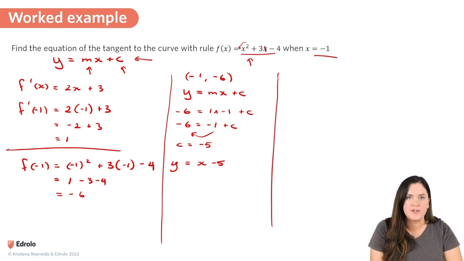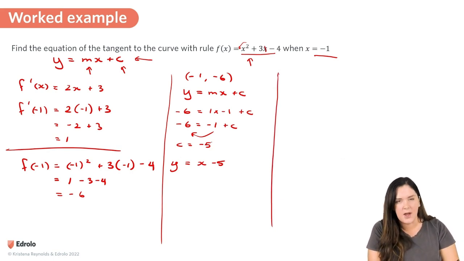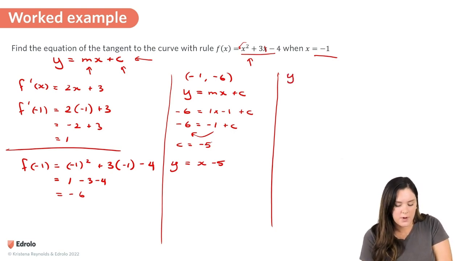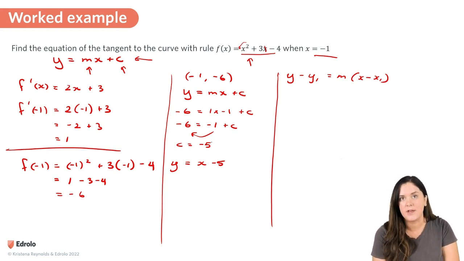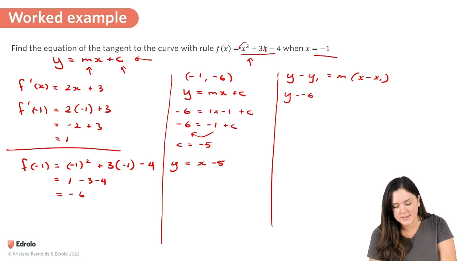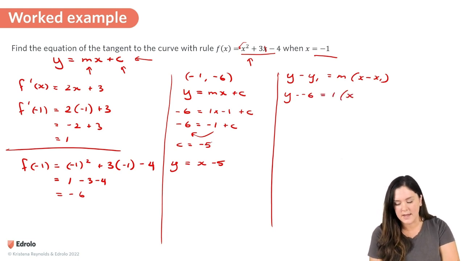I'm just going to show you this using the point gradient formula. Sometimes it's less steps, so it might be handy for you to know. So our point gradient formula is y take away y1 equals m times x take away x1. What we do is replace the m again with our gradient, which we know, and then replace x1 and y1 with the coordinate that we were given. So doing that, we get y take away negative 6. So we'll end up adding 6 equals 1 times x take away negative 1. Simplifying that, we get y plus 6 equals 1 times x plus 1.